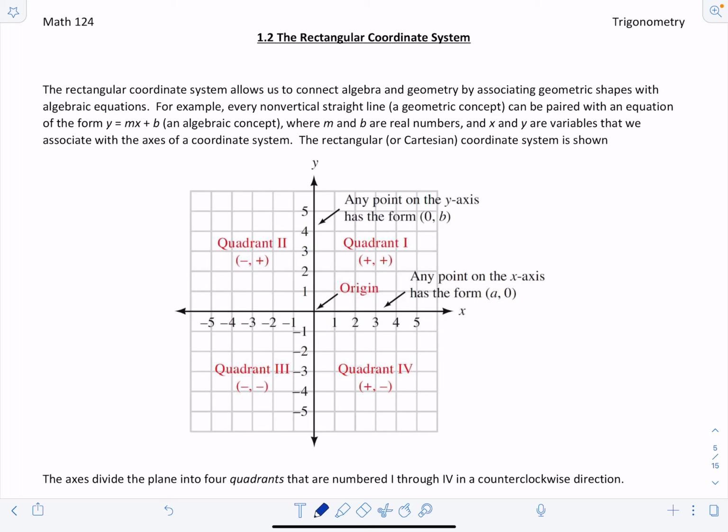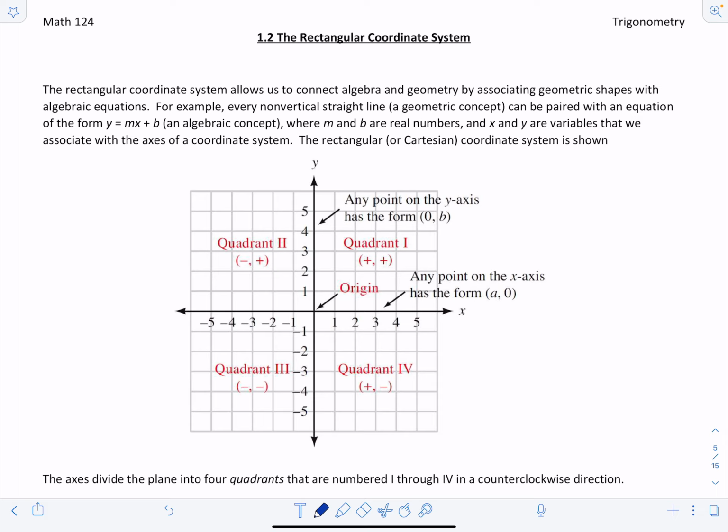This is the Trigonometry video lecture for section 1.2 on the rectangular coordinate system. Now, the rectangular coordinate system allows us to connect algebra and geometry by associating geometric shapes with algebraic equations. So, for example, every non-vertical straight line, which is a geometric concept, can be paired with an equation of the form y equals mx plus b, which is an algebraic concept.